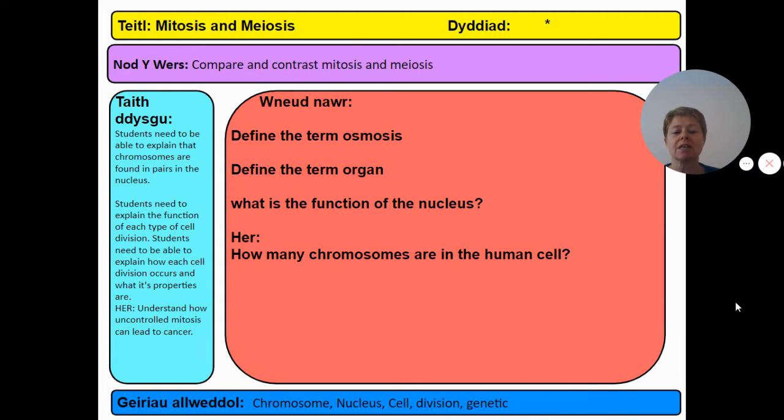So osmosis, the movement of water from a high concentration of water to a low concentration of water across a semi-permeable membrane. An organ is a group of tissues working together to do a particular job. The job of the nucleus in a cell is to hold the genetic material, which contains the instructions for the function of the cell. And you may or may not know this one already. Chromosomes, in most human cells, we have 46 chromosomes. That's 23 pairs.